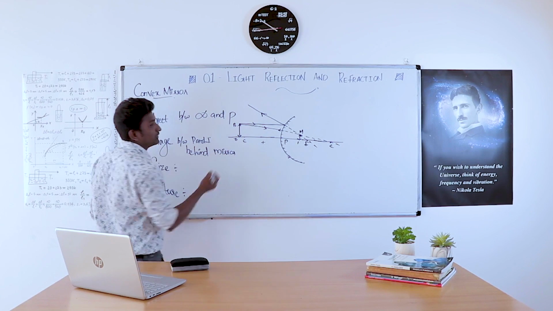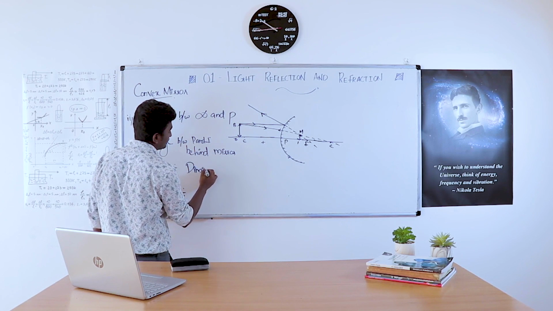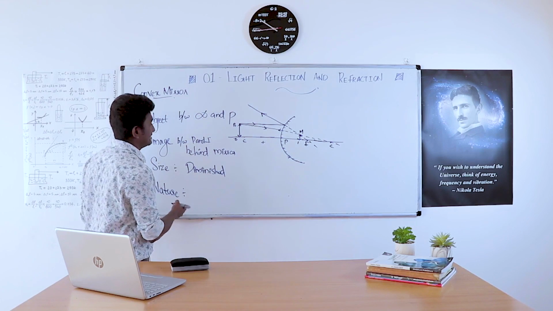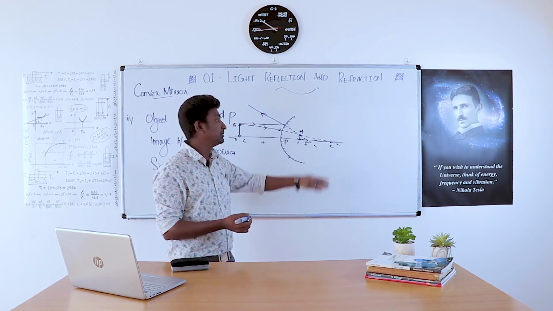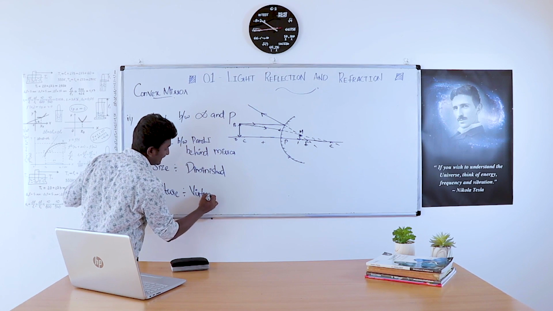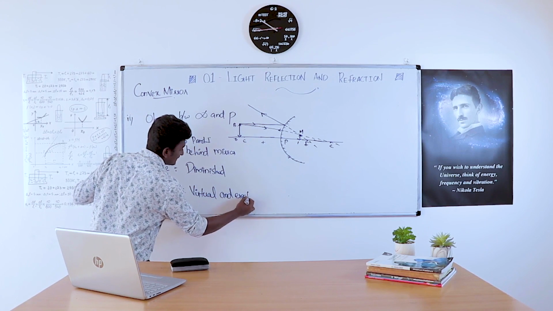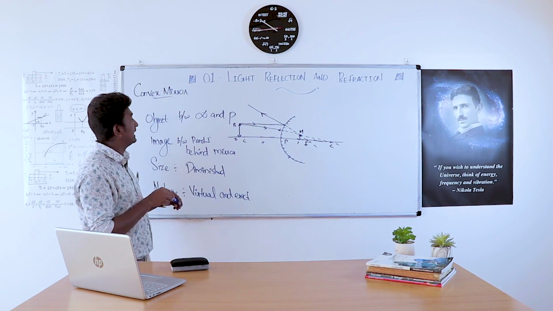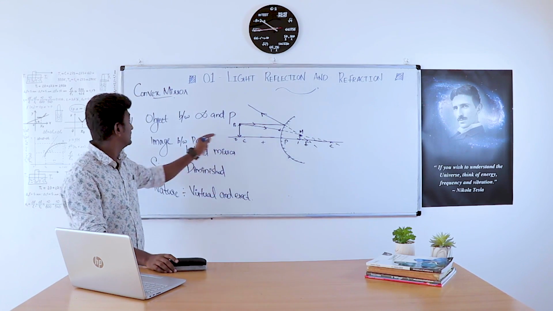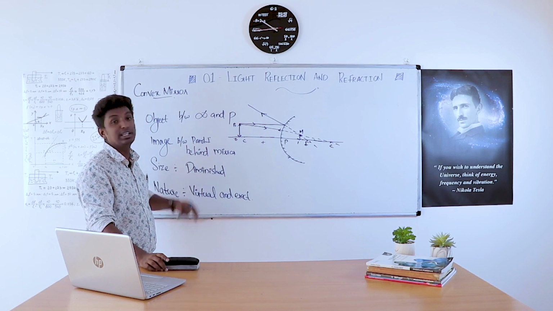Now look at the size of the image. Size of the image is diminished. It is a small image. What is the nature? Whenever the image is formed behind the mirror, then the nature is virtual and erect. This is the last case. What is the last case? When the object is placed between infinity and pole, then the image is formed between pole and focus behind the mirror.